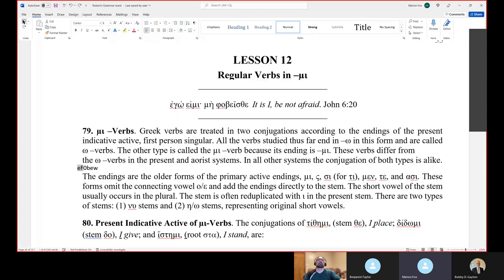And so it's full vowel. This is imperative mood, which is way beyond what we've covered up to this point. And so when I give you this, you just have to go with me on it. We'll cover it later, more than a year from now. Me phobou is be not afraid.